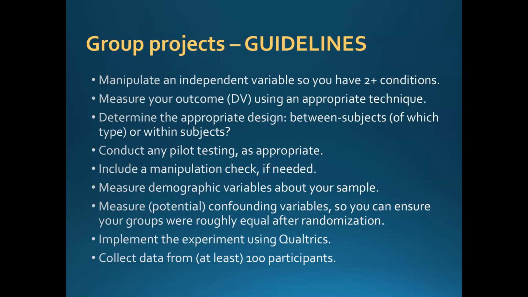your variables may be impacted by how much someone makes a year. There could be a design where it would matter how much someone makes. Make sure you assess that. You ask them in some form, how much do you make? What is your salary? Some form of that. Make sure you measure any potential confounding variables so you can ensure your groups were roughly equal after they were randomized. You're going to be implementing this experiment using Qualtrics.